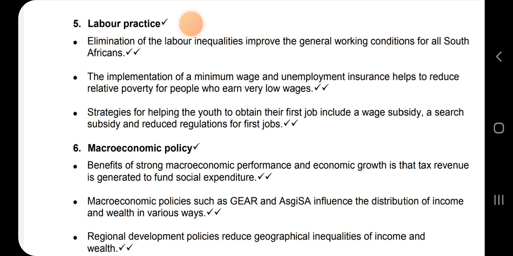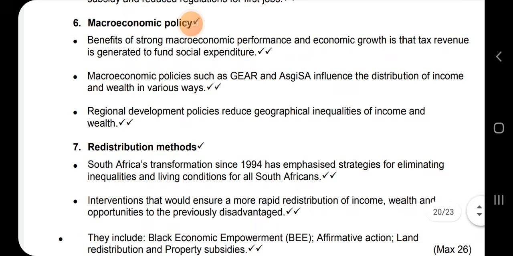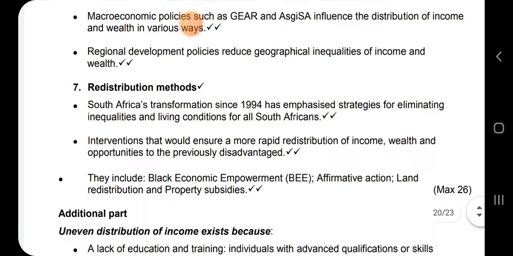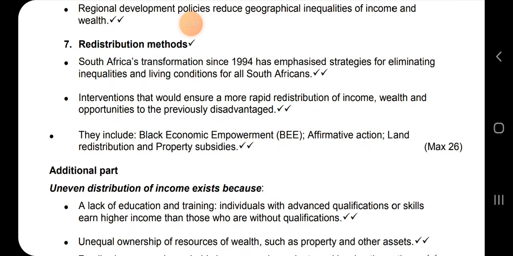So people are not given posts because of color, gender, and so forth. No favoritism. And then microeconomic policy, where the benefit of strong microeconomic performance and economic growth is that tax revenue is generated to fund social expenditure. So they use tax to fund social expenditure. And then redistribution method, whereby South Africa's transformation since 1994 has emphasized strategies for eliminating inequality and improving living conditions for all South Africans.